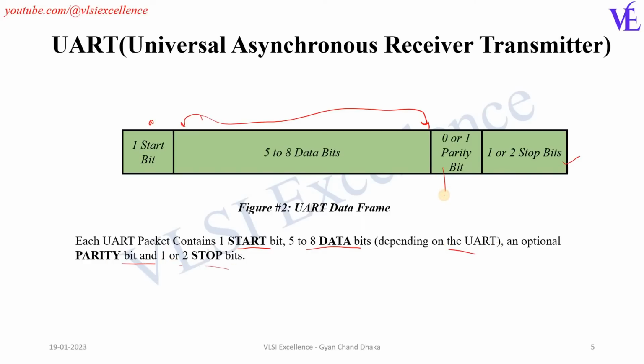The parity bit is basically used for error detection. For example, if the number of ones in the data, these 5 to 8 bits, is even, then the parity bit will be set.